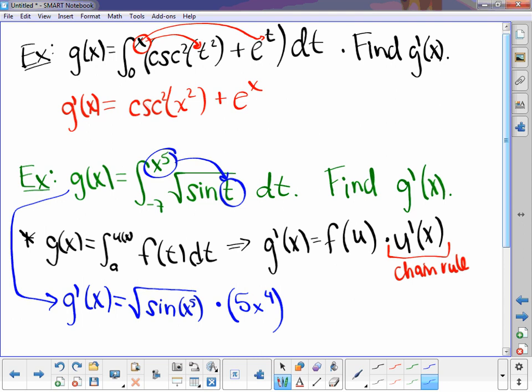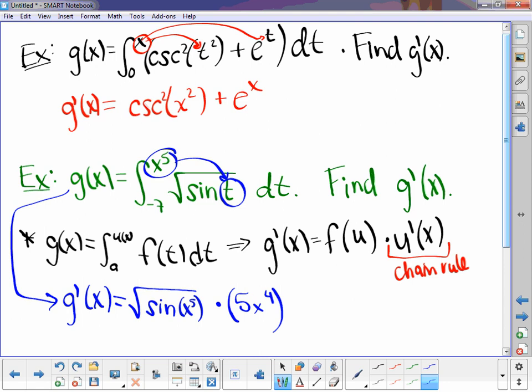Other questions? Okay. So let's go ahead and do one with that. Yes. Why are we taking the derivative of the entire square root of sine x to the fifth? Why aren't we taking the derivative of that entire thing? Let's see if I can explain this one. Yeah, I think we can.